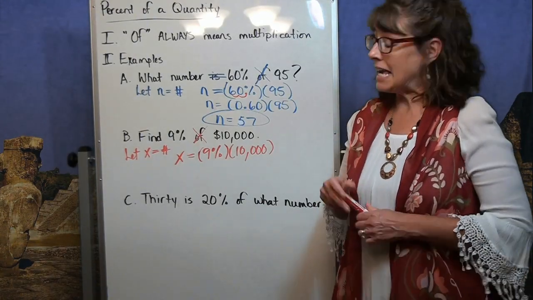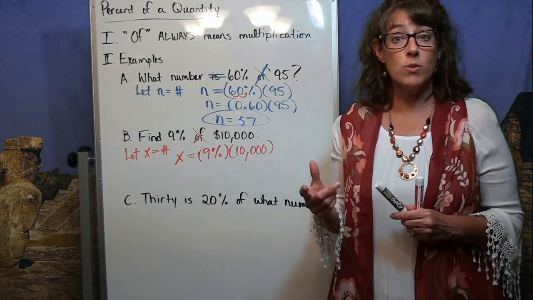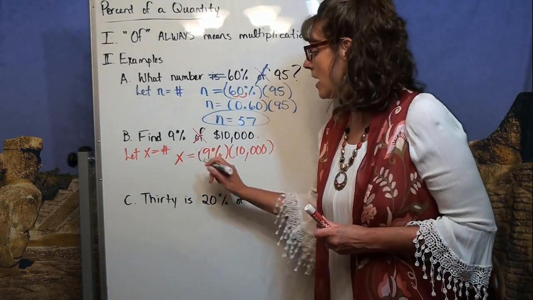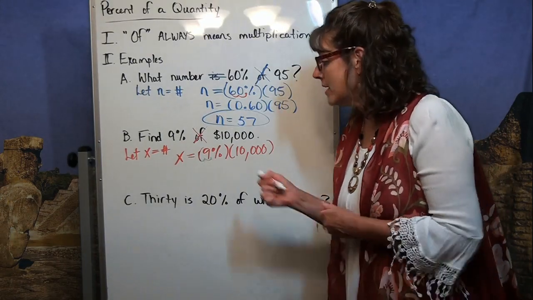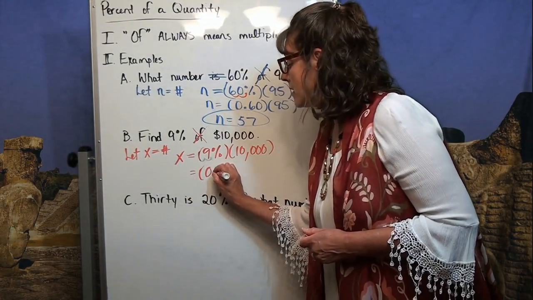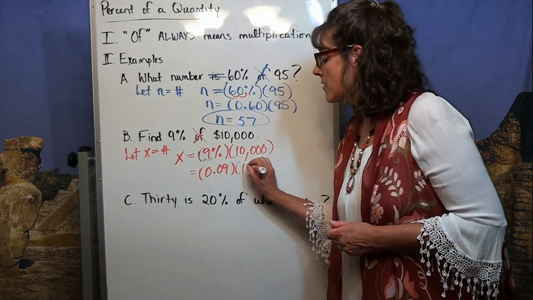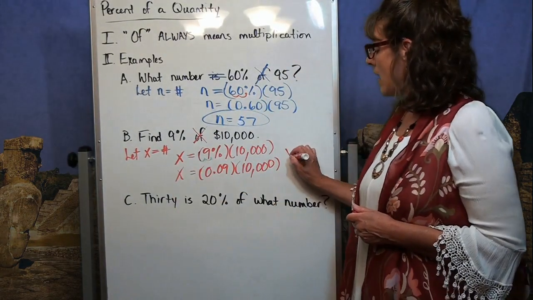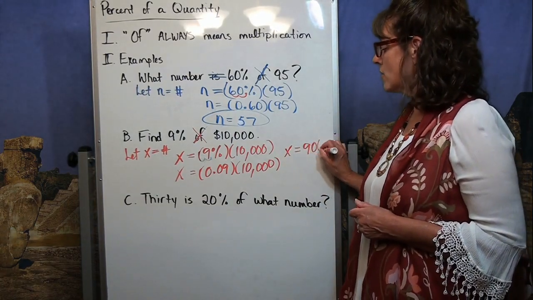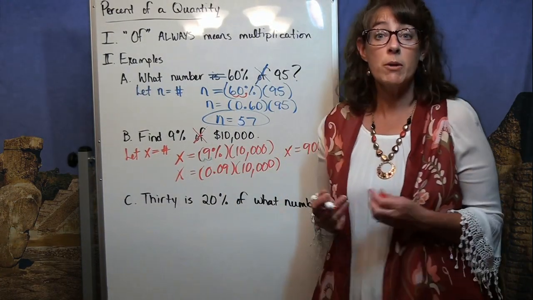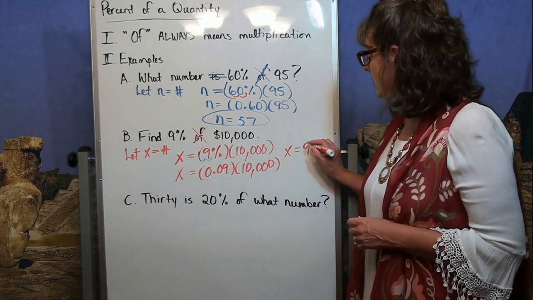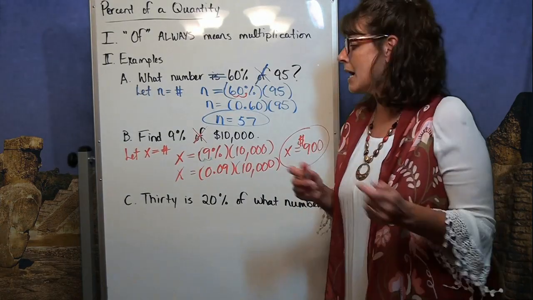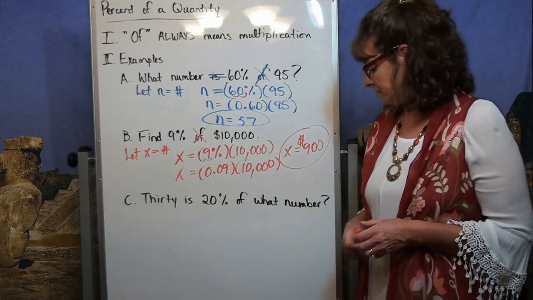Now again, can't use 9 as a percentage, got to turn it into a decimal. So that means take the decimal point that's sitting back here, kick it 2 to the left, and that will turn it into 0.09. And we're going to take that 0.09 and multiply it by 10,000. And that will tell me that my x is going to be 900. Now, because this is dollars, I'm going to go ahead and put that unit in there. I'm going to say that this is going to be $900. And $900 is 9% of $10,000.